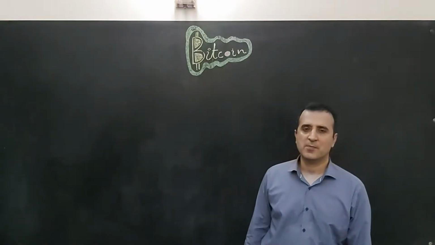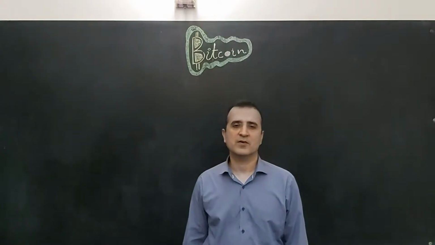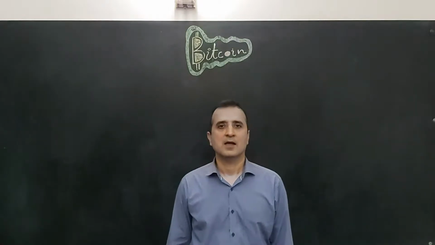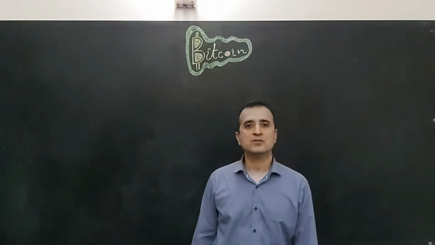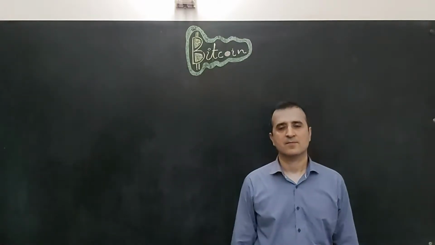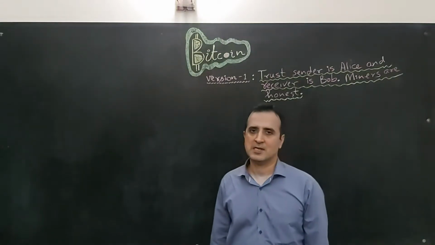In order to clearly explain Bitcoin, I will explain 4 different versions. Each version will build upon the last version. And the last version is closest to the actual working of Bitcoin. So let's start. Let's start with version number 1.